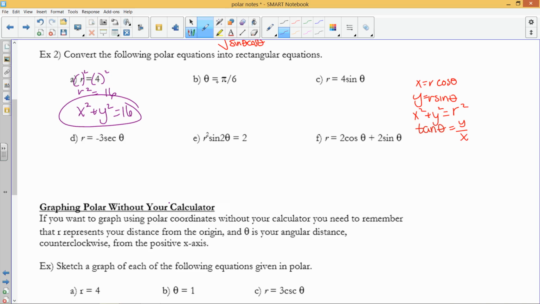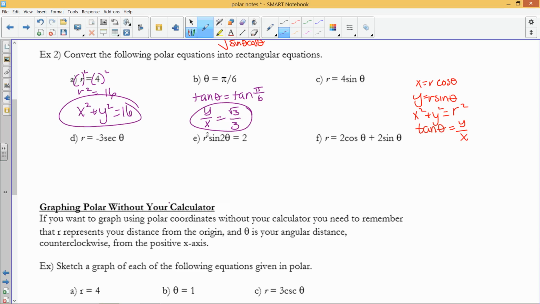Okay. Theta equals pi over 6. Well, I don't have theta here, but I do have tan theta. So now what I can do is take the tangent of both sides. Tan theta is y over x. Tan of pi over 6 is root 3 over 3. Now, if you want, you can make that y equals x times root 3 over 3, but you don't have to.